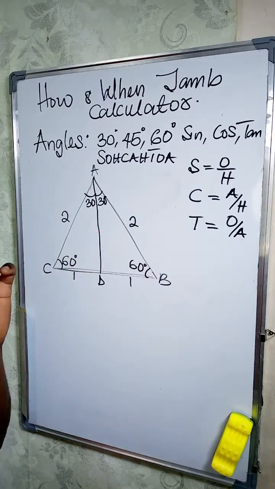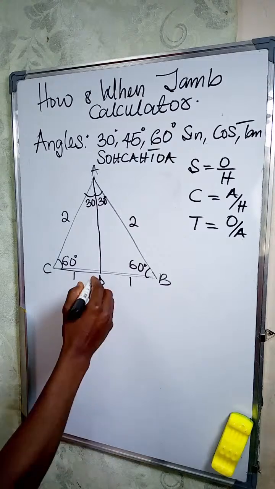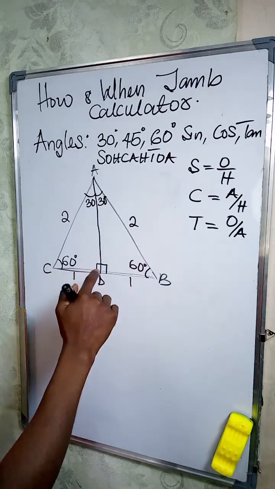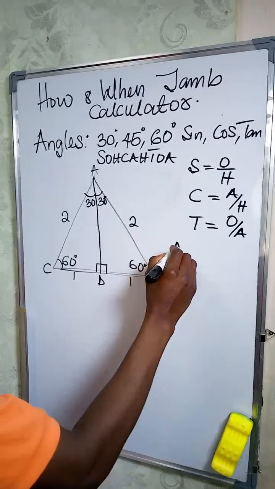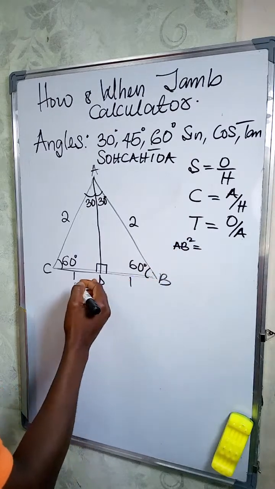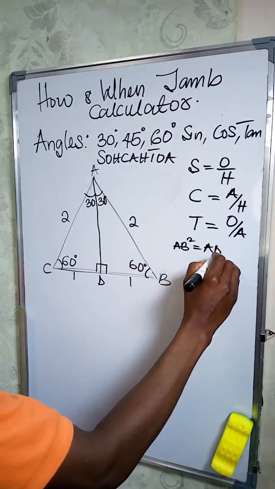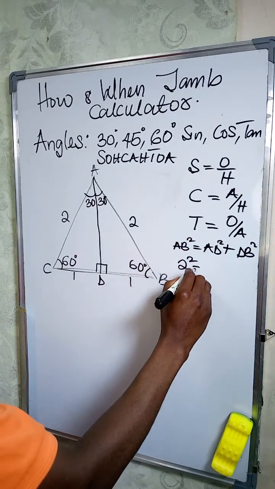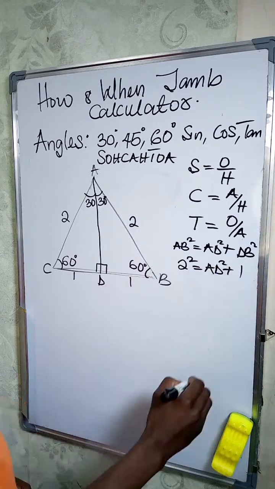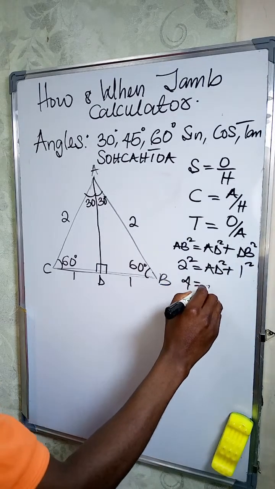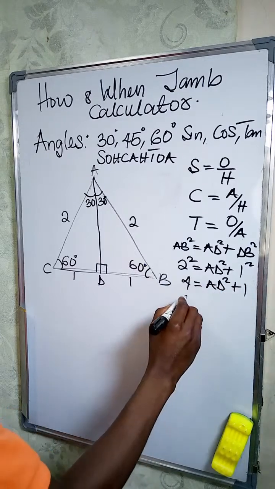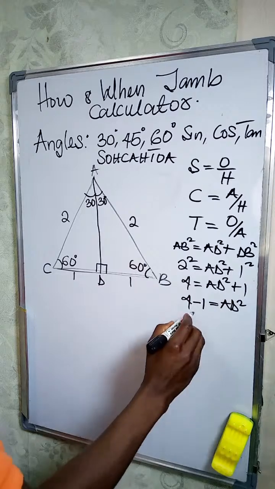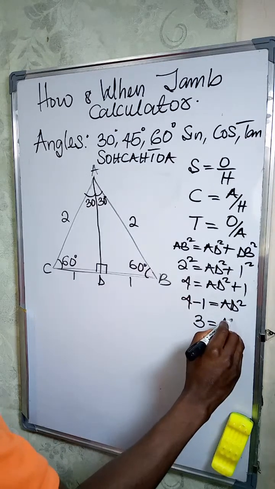Now the question I will ask myself is how I will get this side of this equilateral triangle. Remember, here is angle 90 because this line divides the angle into 2. Now remember your Pythagoras theorem. You say the hypotenuse AB square is equal to this side plus what? This side. So we will get AD square plus DB square. So AB square is 2 square, equal to AD square, which we are looking for, plus 1 square. Now this gives me 4 equal to AD square plus 1. So the 1 comes here, and it will be 4 minus 1 equal to AD square. Now 4 minus 1 gives me 3. 3 equal to AD square.